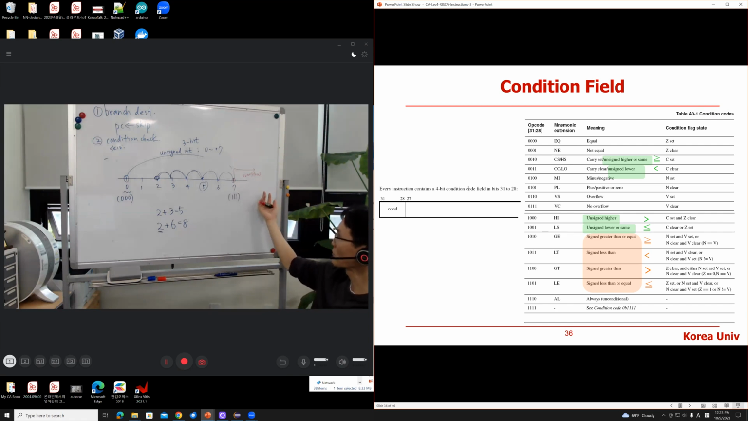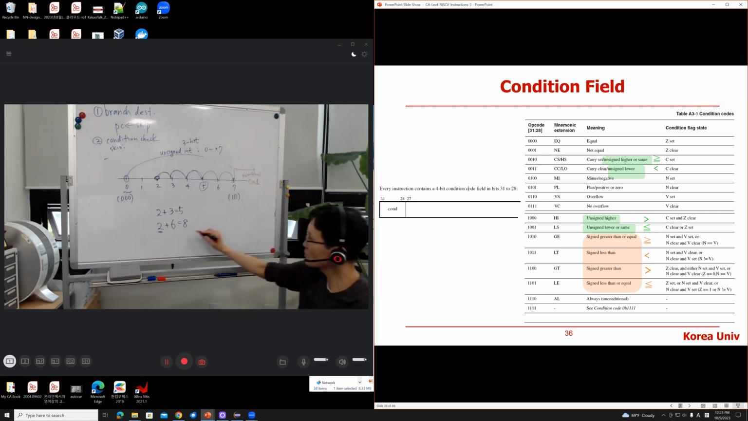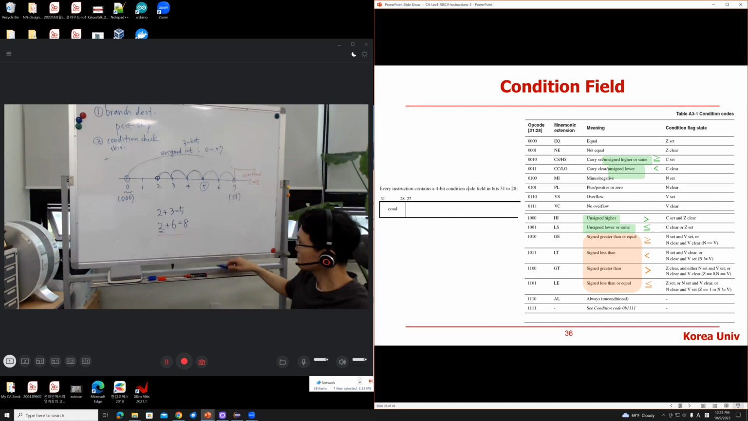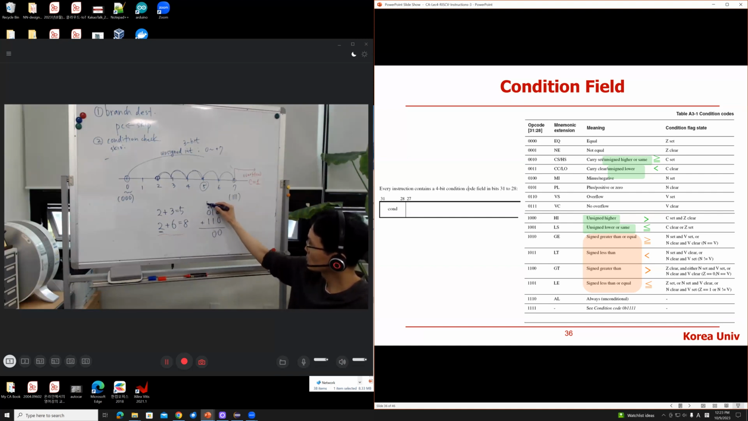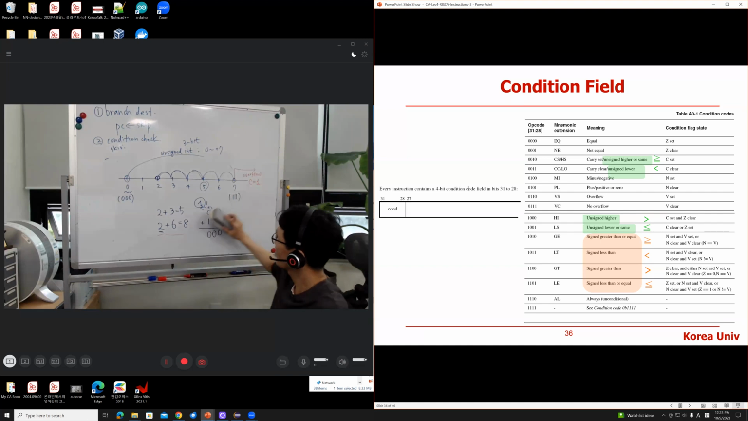How do you detect overflow? Very simple. If the carry is equal to 1. Think about this: you are doing addition, 2 plus 6. What is 2 in binary? 0, 1, 0, and 6 is 1, 1, 0. You are adding these two: 0, 0, 1 carry out, so 1, 0, 0 with the final carry out. We are talking about this carry. Carry is 1.